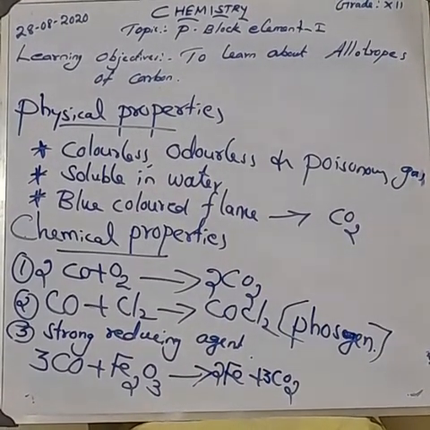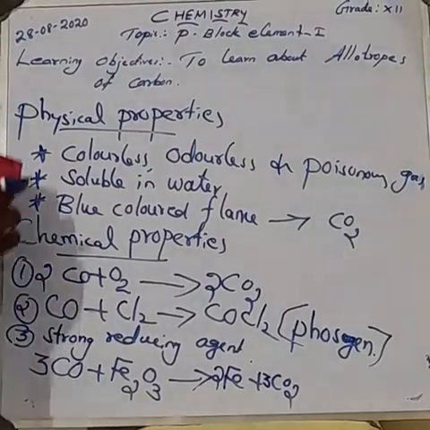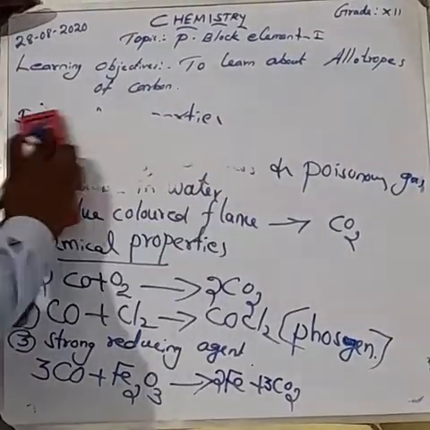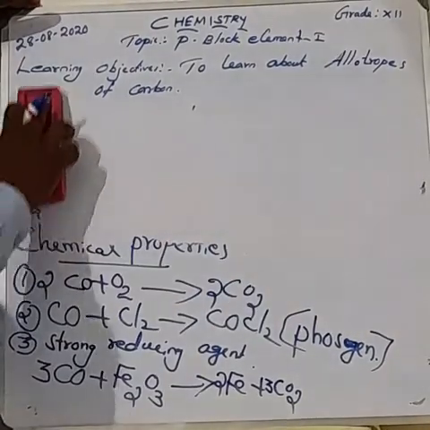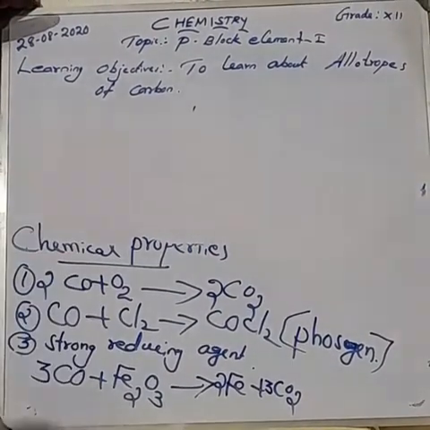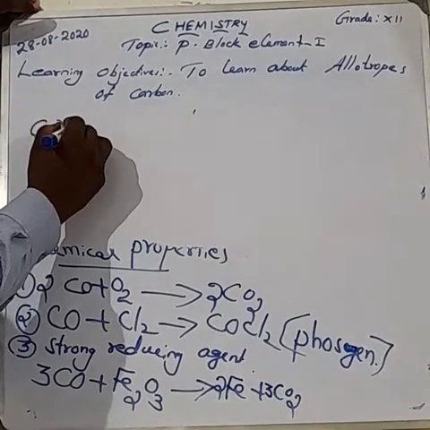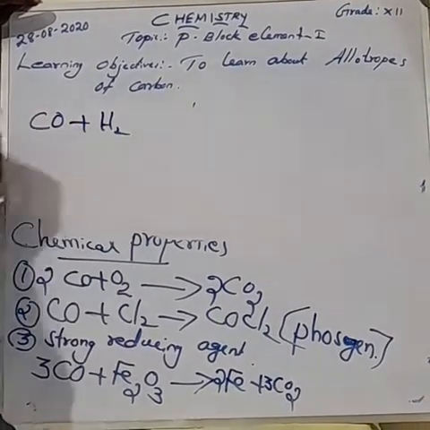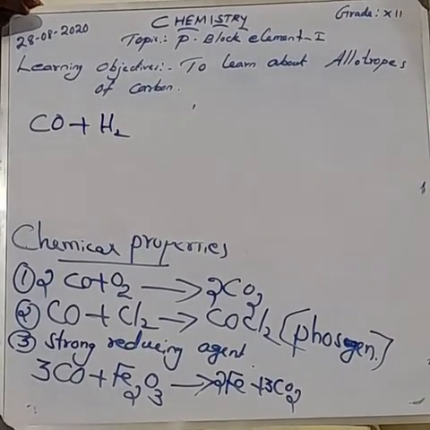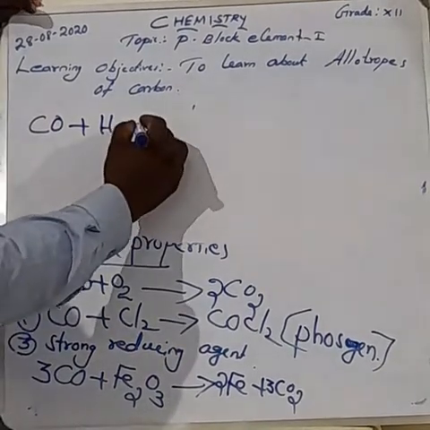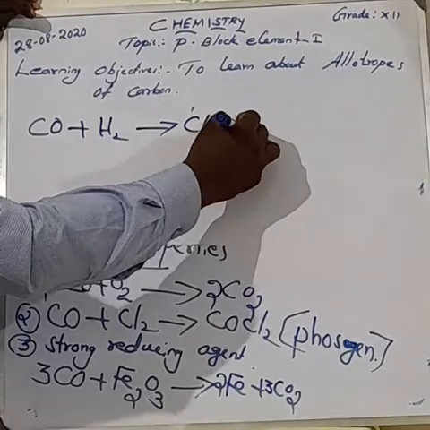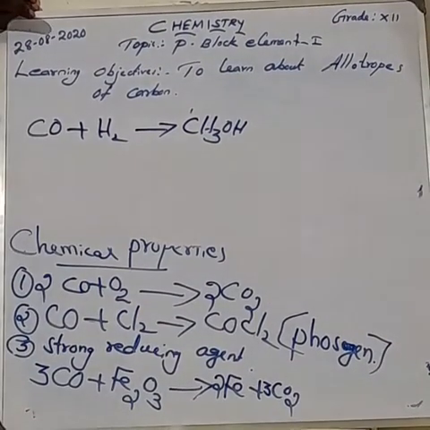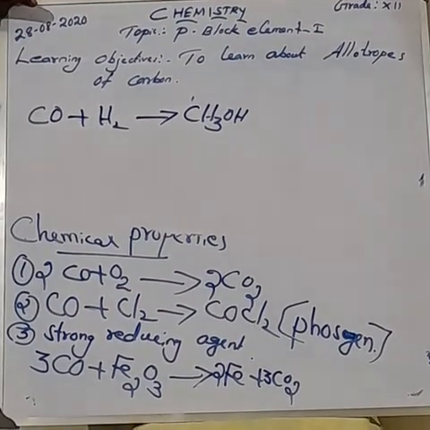Next, carbon monoxide reacts with hydrogen. Carbon monoxide reacts with hydrogen to form methyl alcohol.